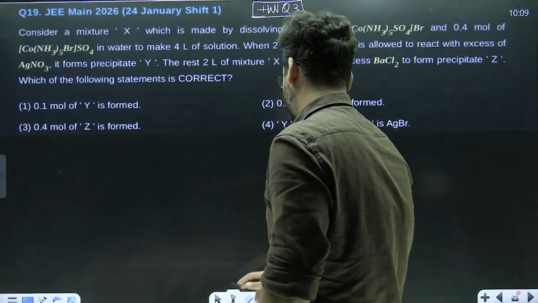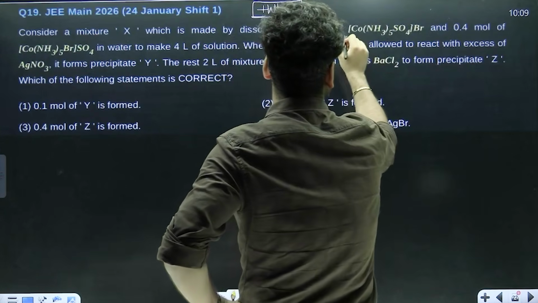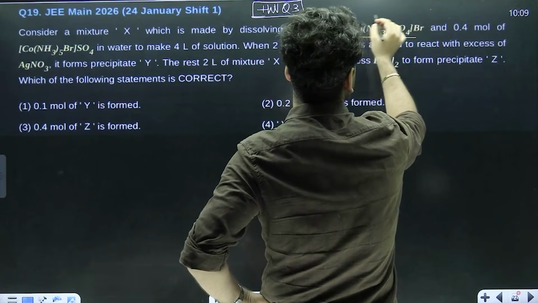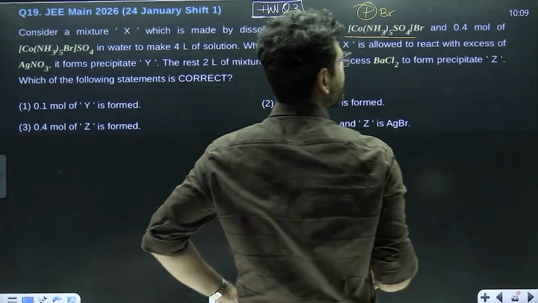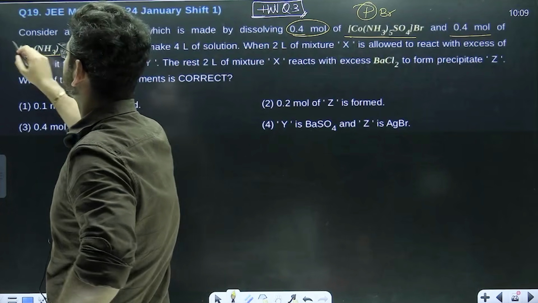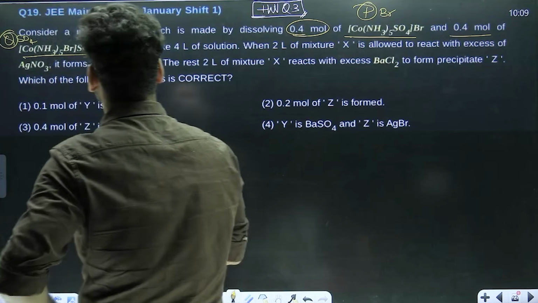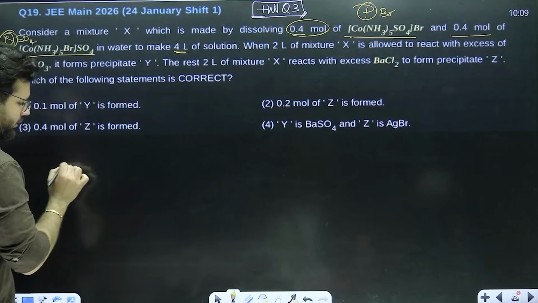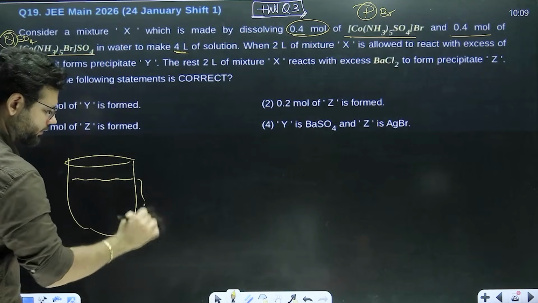Consider a mixture X, a mixture of 0.4 mole of this complex. I am calling this complex with a smaller name, let's call it PBr. P is this cation. And 0.4 mole of this complex, let me call it QSO4. Q is this cation. In water to make a 4-liter solution. So first thing we did is we prepared a 4-liter solution. So the total volume is 4 liter.